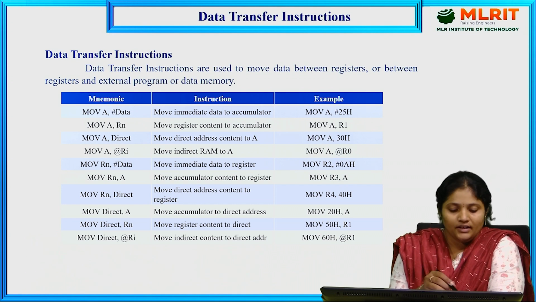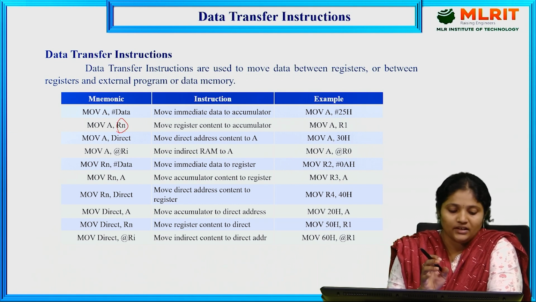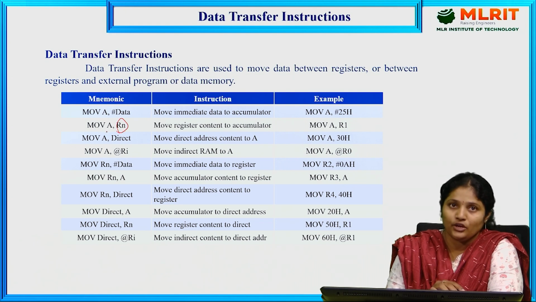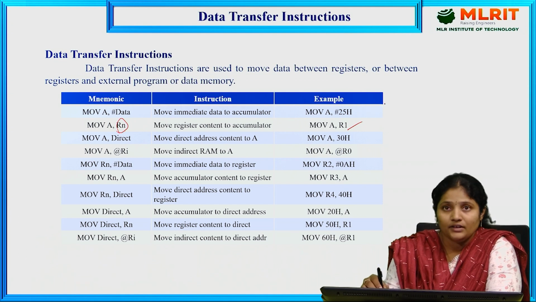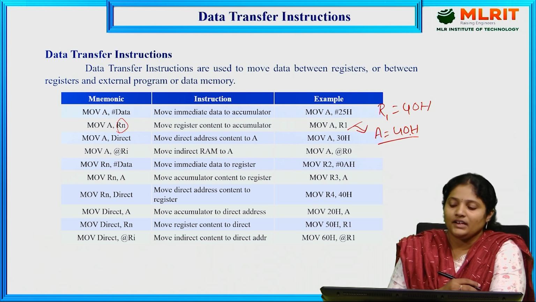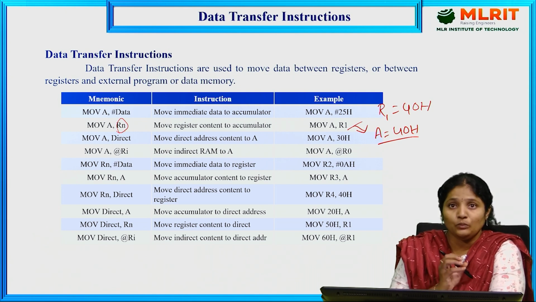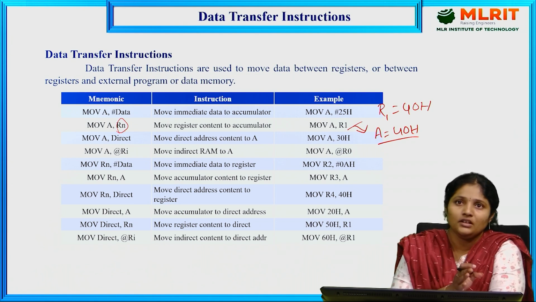Coming to the next type of instruction, it is MOV A, Rn. Here n is from 0 to 7. As I already told you, in the 8051 microcontroller there are registers R0 to R7, depending upon the bank you have selected. Here the data can be moved from a register to the accumulator A. One example is MOV A, R1. Suppose the register R1 has data like 40H, then after performing this instruction the accumulator A has 40H, as well as R1 has 40H. So in this MOV instruction, the data is copied from the source operand to the destination operand.